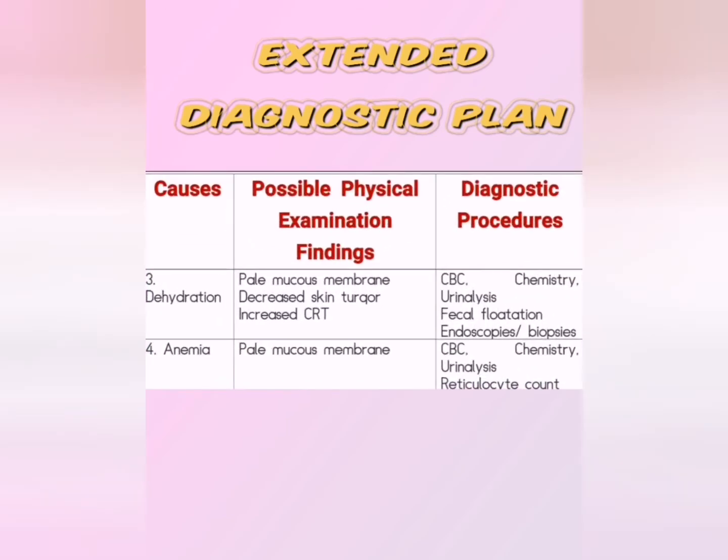Dehydration: tachycardia, pale, white mucous membranes, decreased skin turgor, increased CRT. Diagnostics: CBC, chemistry, urinalysis, fecal flotation if diarrhea is the cause, endoscopy, biopsies if vomiting and or diarrhea is the cause. Anemia: pale, white mucous membranes. Diagnostics: CBC, chemistry, urinalysis, reticulocyte count.